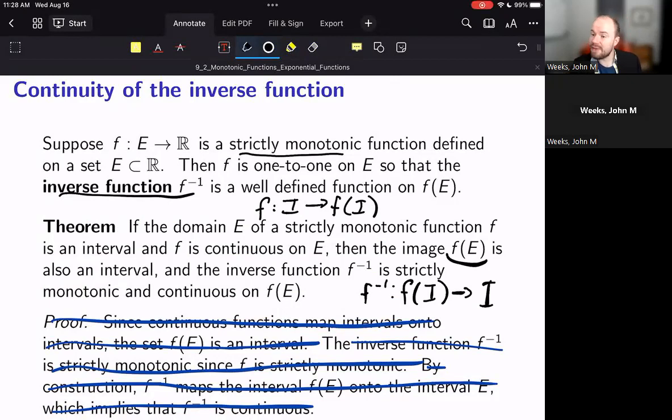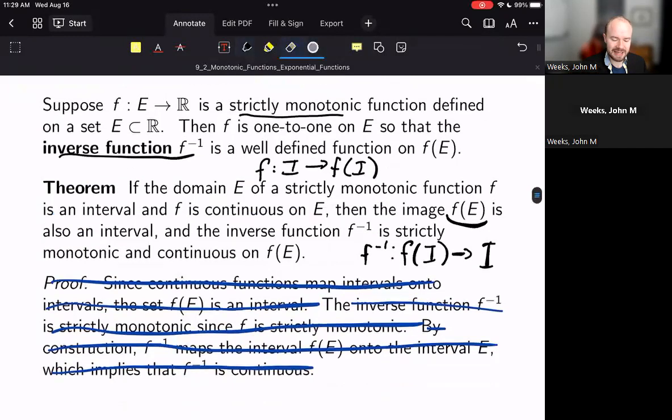In fact, we could say even more about this inverse function. If the function f is strictly monotonic, f inverse is also strictly monotonic and continuous on f of I as long as f is continuous. If we have those two things together for f, f inverse has the same properties. Let's see a little bit as to why this might be true.